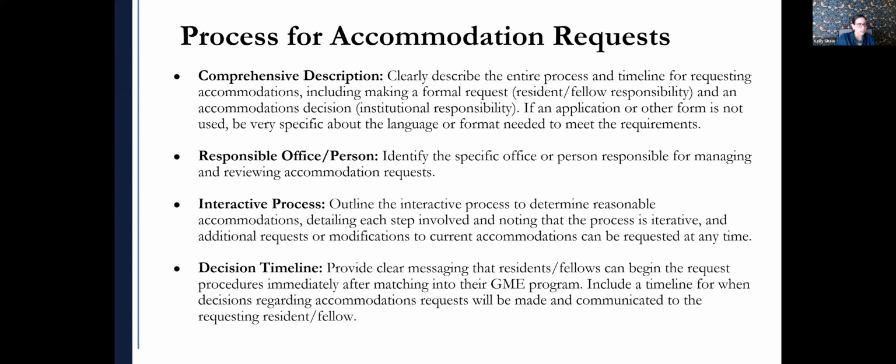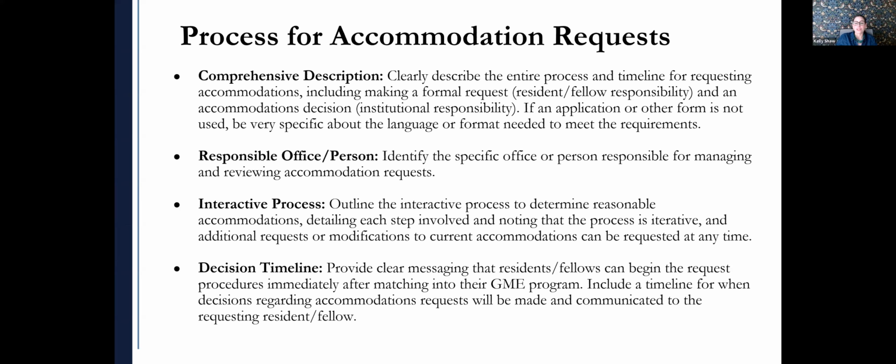So, the process for accommodation requests starts by setting up really clear expectations from the start. That's going to be incredibly helpful. That starts with a comprehensive description of the process, what the resident will be responsible for doing or providing. And as with the process for disability disclosure, the form to request the accommodation should give explicit information about the responsible office or the person who is going to be reviewing those accommodation requests. It's also important to clarify that this is what we call an interactive process, which means this is likely going to require multiple back and forth interactions.